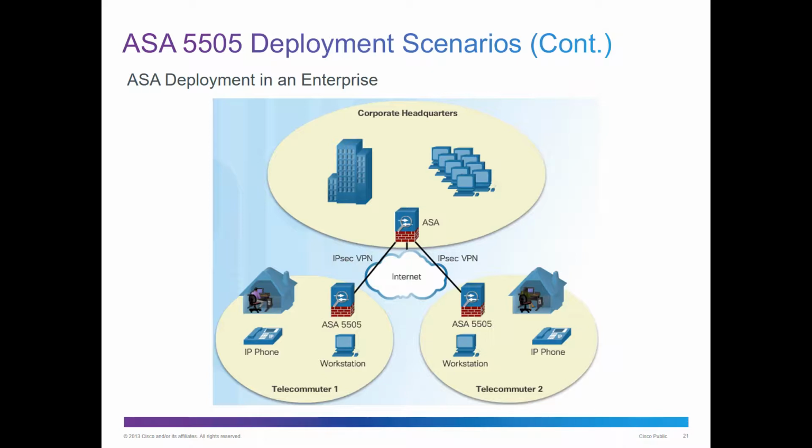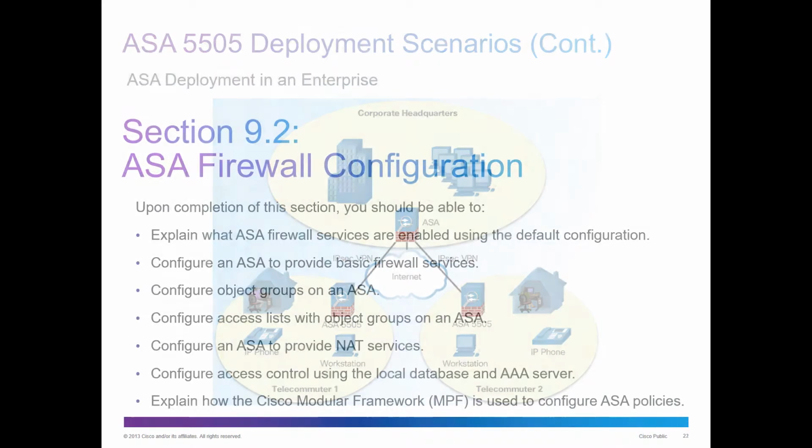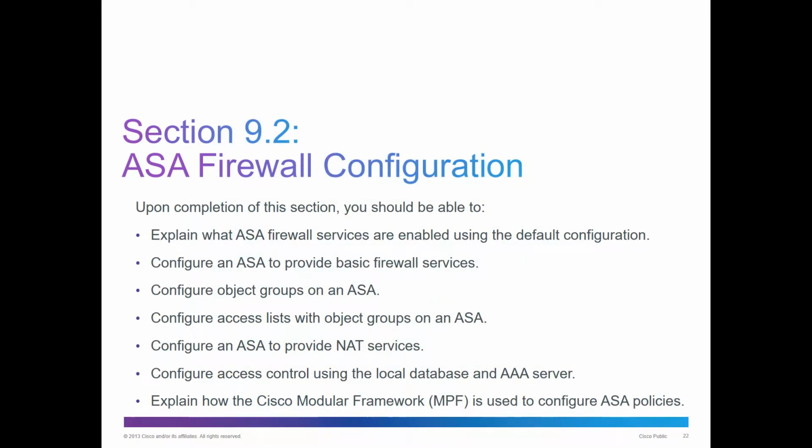So I know we weren't really talking about basic configuration as in the command configuration portion of it, but that is our next section. Our next roundabout 55 plus slides are about the ASA firewall configuration, looking at explaining what the firewall services do, how to enable them, configuring basic functionality, configuring object groups, configuring ACLs, configuring NAT, configuring AAA, and looking at how to deal with the modular framework that's used in the policies.